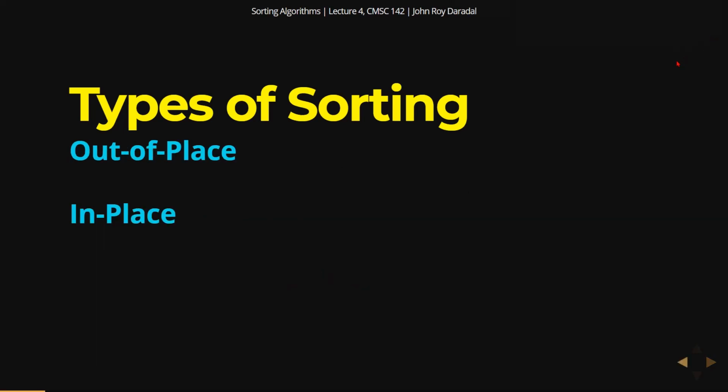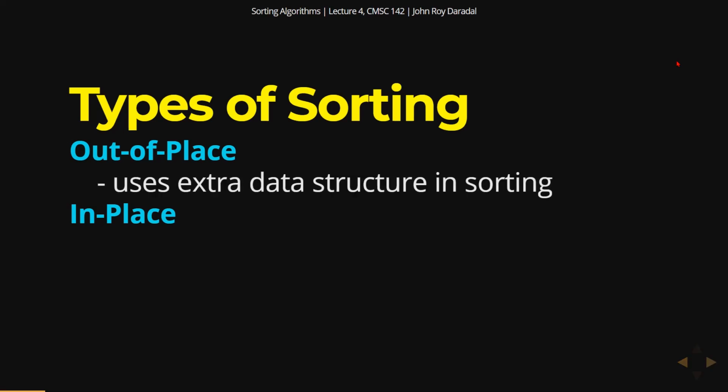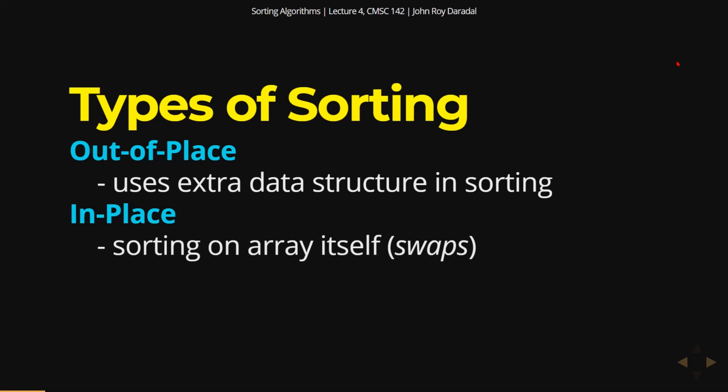Now, another distinction that we could make is between out-of-place sorting and in-place sorting. So if you have an out-of-place sorting algorithm, that means that it uses an extra data structure in sorting. So it could use an extra array or extra queue or deck or other data structures in doing the sorting. But if it's in place, then we are sorting on the input array itself by doing swaps. Okay? So we don't need extra memory, we don't need an extra data structure if it's only in place.